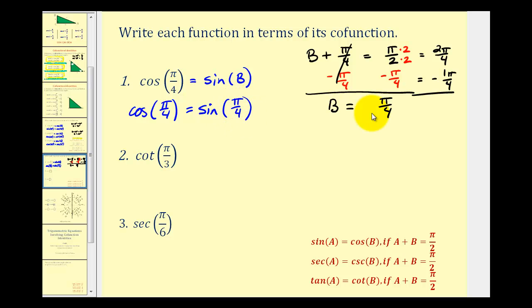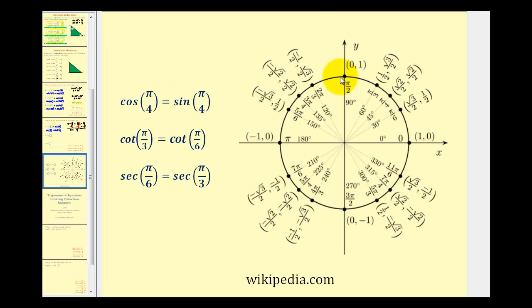Let's just take a moment and take a look at this on the unit circle. Here's pi over 4 radians, or 45 degrees. Notice on the unit circle, the x and y coordinates are the same, verifying that when theta is pi over 4, cosine and sine are equal to each other.